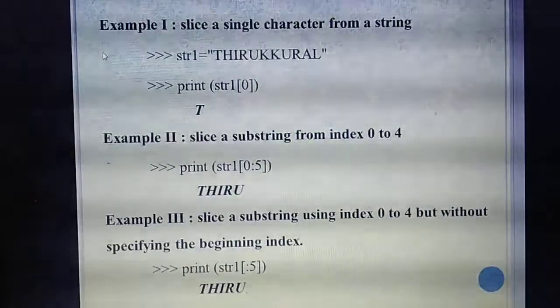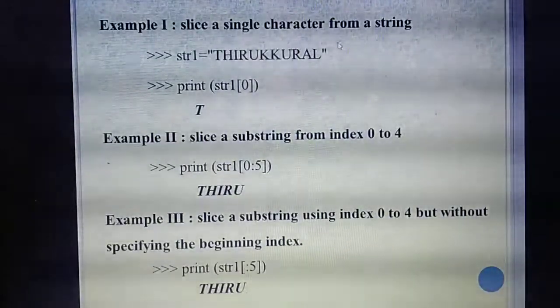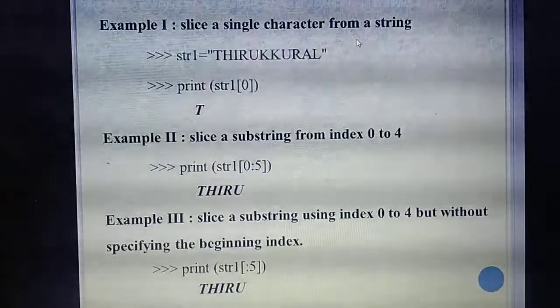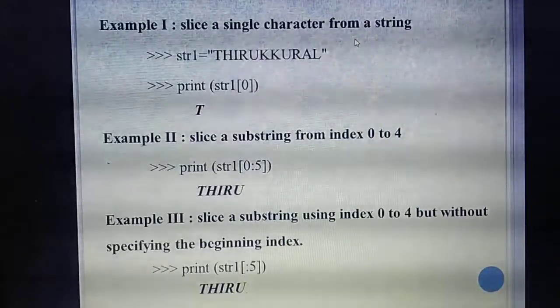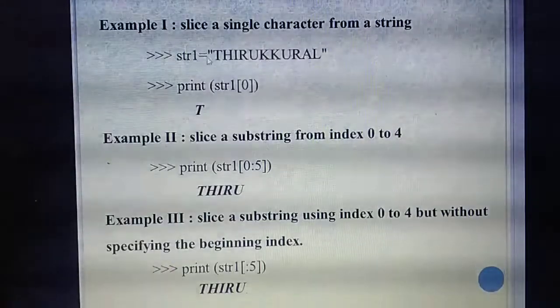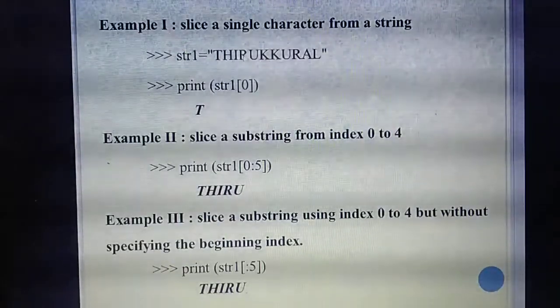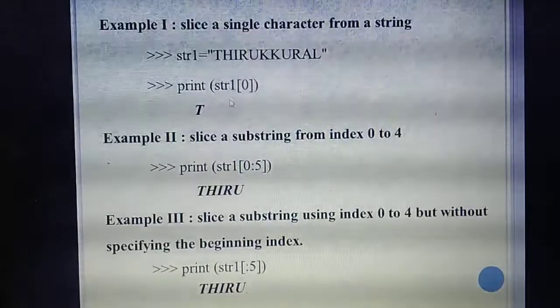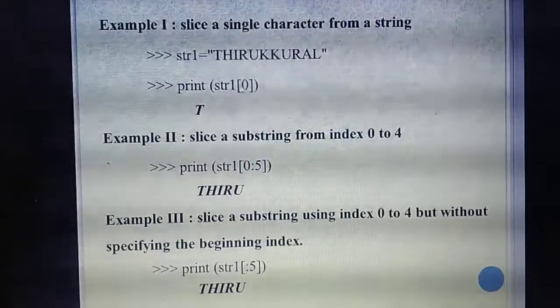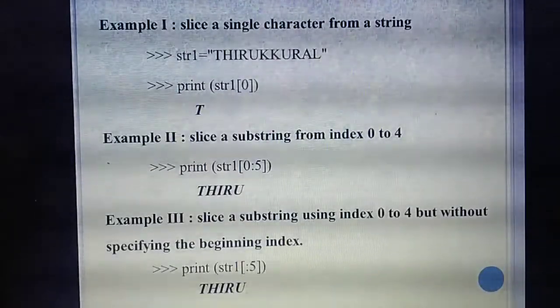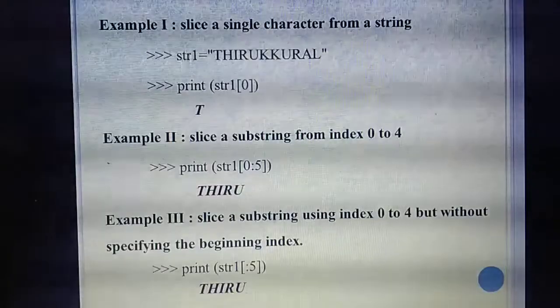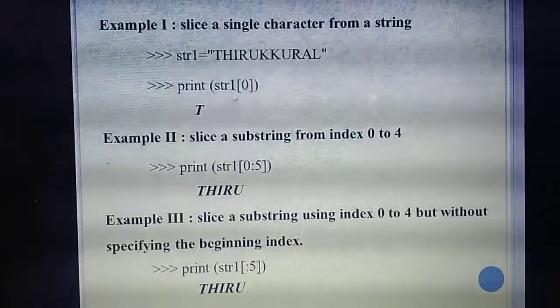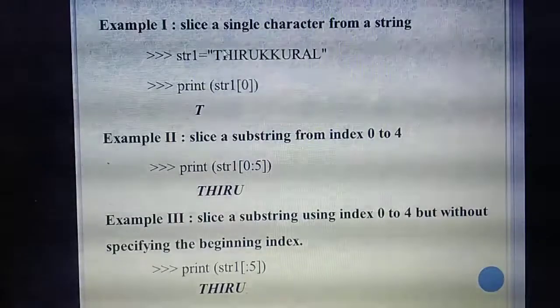Now we can see the example. See the first example, they are going to slice a single character from the string. From how many characters are they going to slice? A single character. First they are declaring a variable str1. What word have they given? Tirukural. So what's the general format? You need to specify which variable you are mentioning, and inside the bracket you need to specify the index value. So, they are going to print this variable, that means the word we are giving in the variable str1. So print str1, and now you are going to slice only the first character.